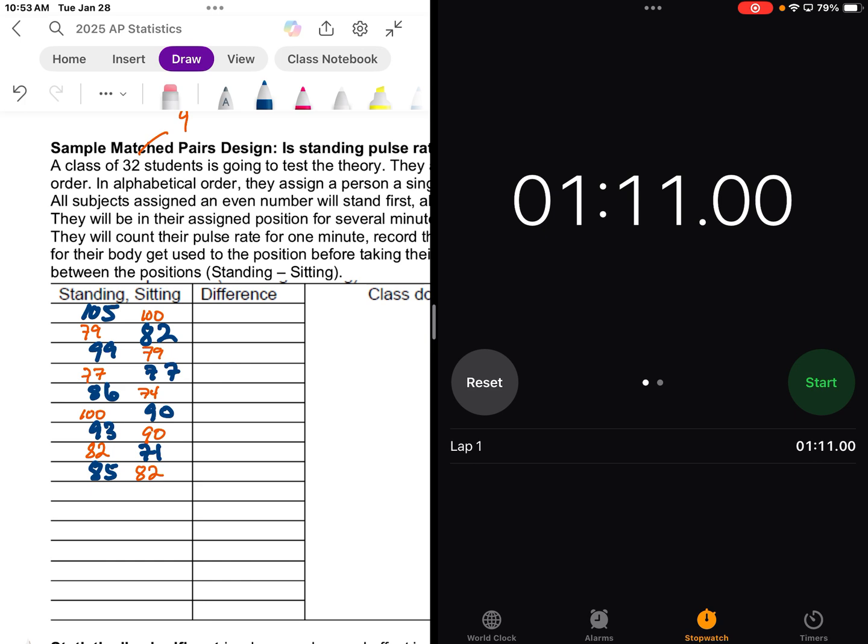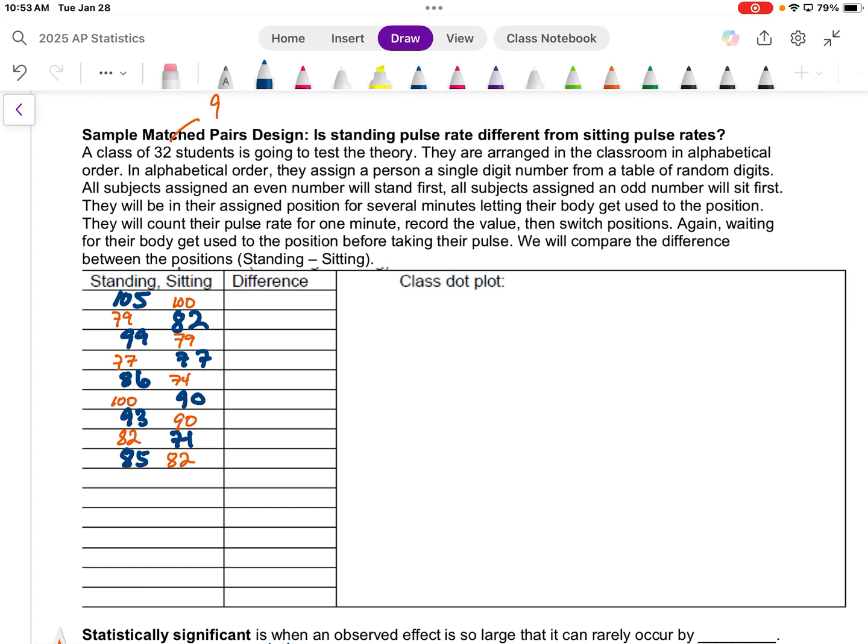All right, so now go ahead and have a seat. Thank you for participating. Now we go through and find the difference, standing minus sitting. So that would be a positive 5. That would be a negative 3. A positive 20. 0. And then a positive 12, a positive 10, a positive 3, a positive 11, and a positive 3.